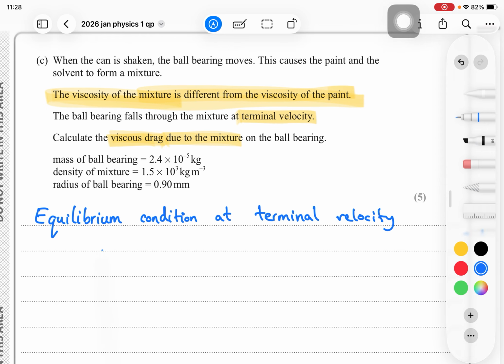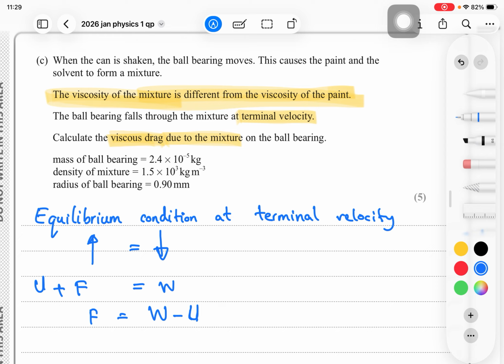So we can write all the upward forces equal to all the downward forces. So the downward force is our weight, and the upward forces are going to be our upthrust plus the viscous drag, which is resisting the motion. So if I want to find the F straight, that is W minus U. Now if you separately find the weight and the upthrust, that's where you have your final answer.